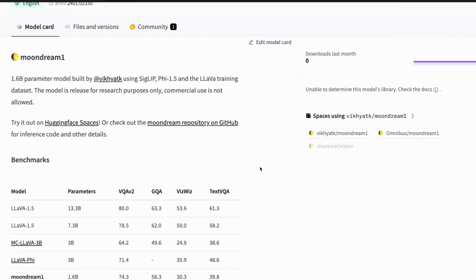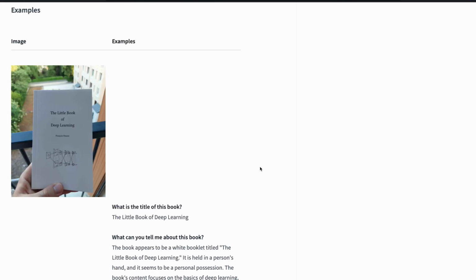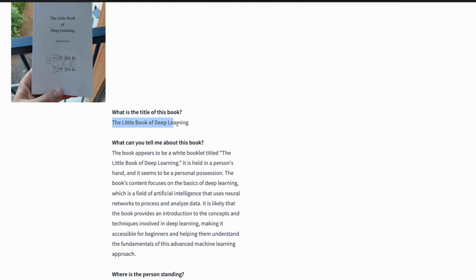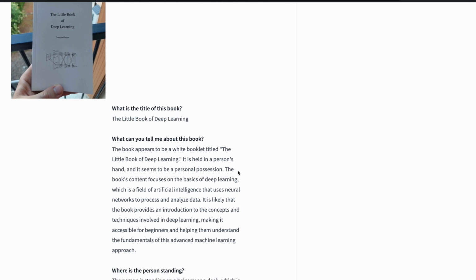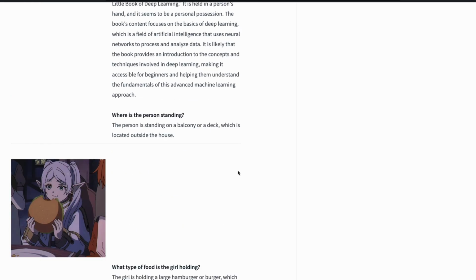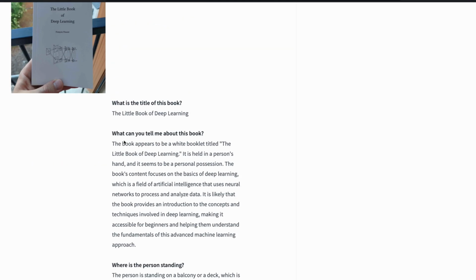Let's take a quick look at some of the examples. First, this book is uploaded and asked what is the title of the book, and it correctly answered the title of the book. And not just that, for the question of where the picture was taken, it rightly answers that it was taken on a balcony.